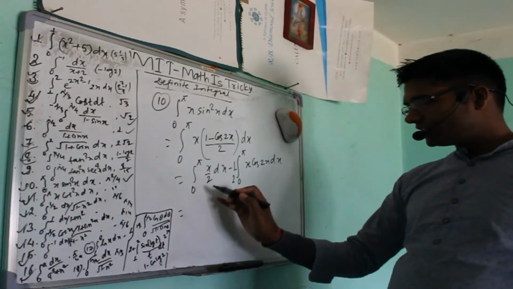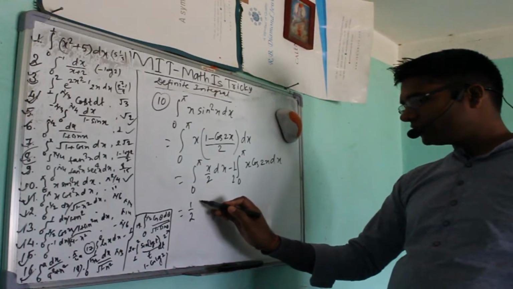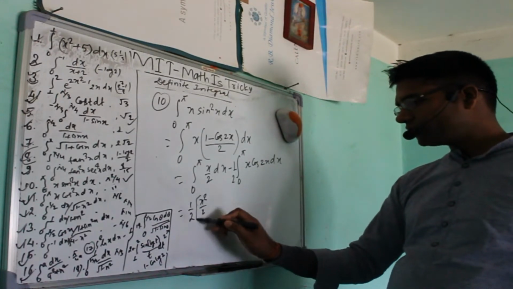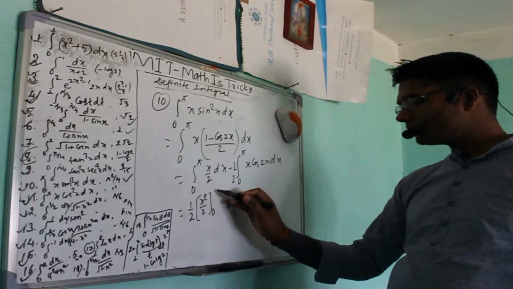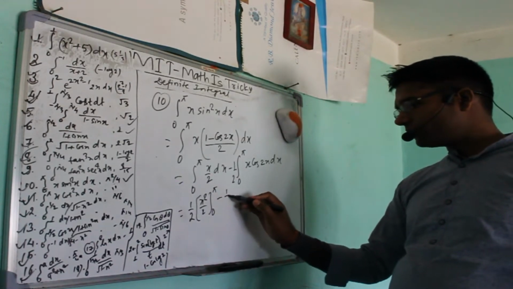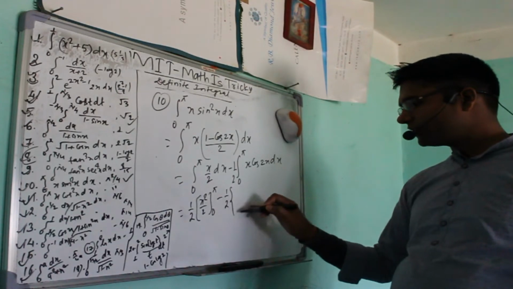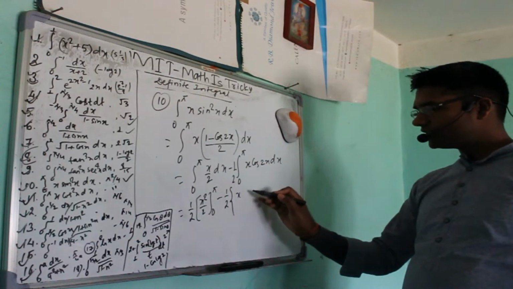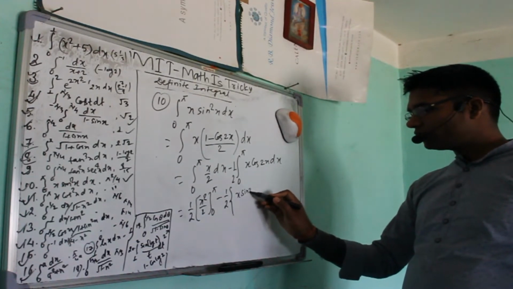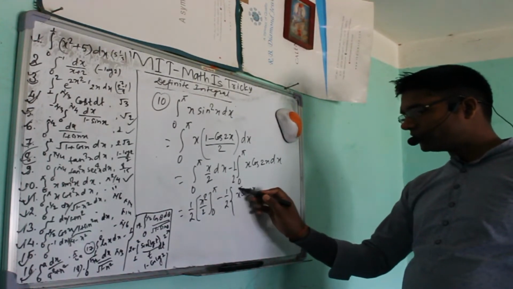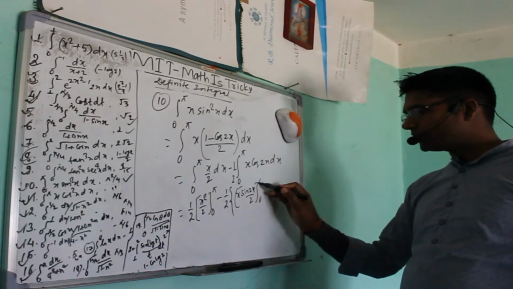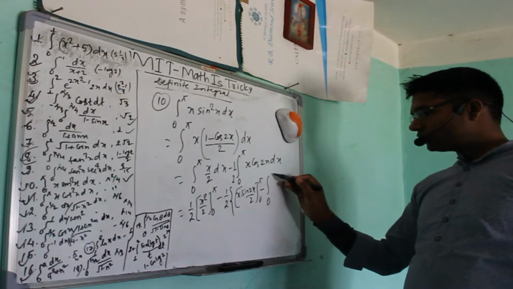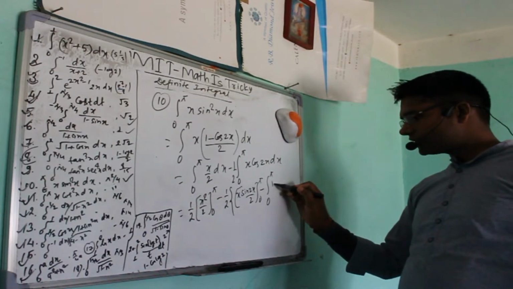Now move to question number 7. Integration from 0 to pi of square root of 1 plus cos x dx. It's very simple, let's start. First thing we have to do is remove the root. How can we remove the root? We can use the formula 1 plus cos a equals 2 cos square a by 2. The square root is there, so put dx.